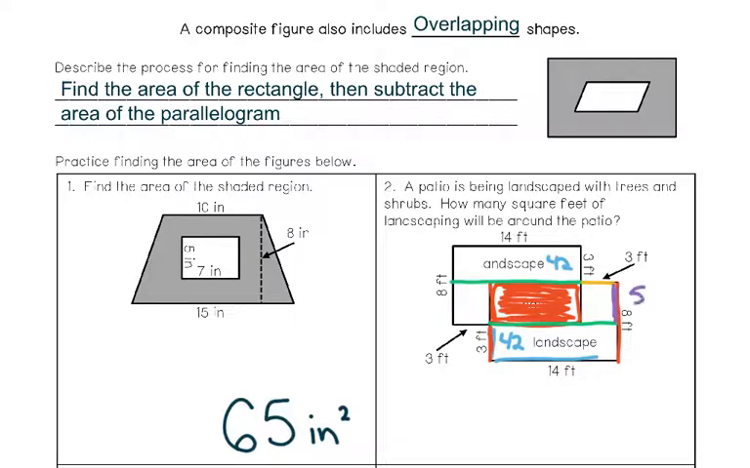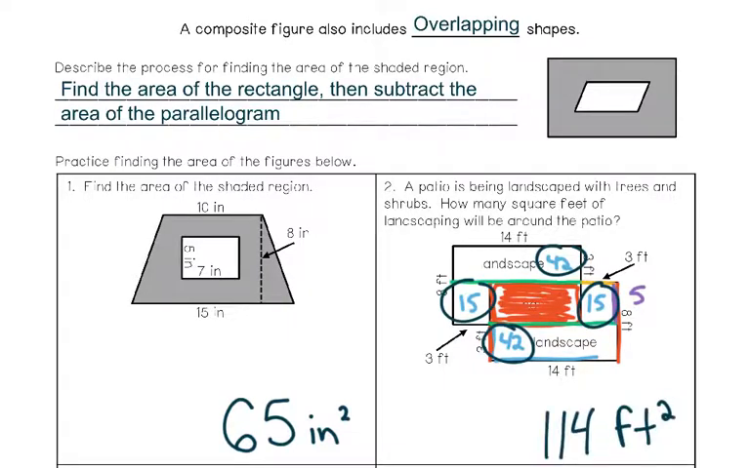Now I know that 5 times 3 will give me the area of this box here and this box here. So I got 15 for each one. Now I'm looking for the total area of the landscape. So I'm going to add 42, 15, 42, and 15. That gives me 114 square feet. And if you did it differently and got the same answer, that's totally fine.